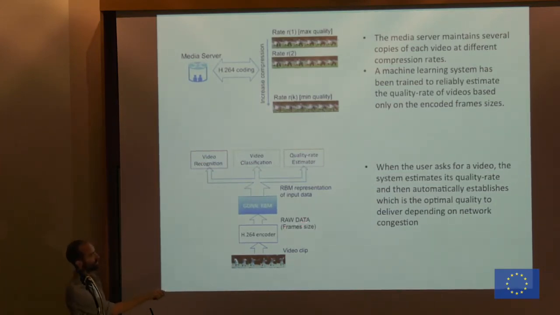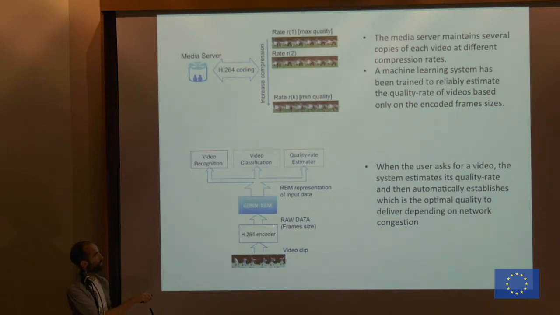But we are just looking at the frame sizes, and based on the frame sizes, we are trying to estimate if the video, for example, is dynamic and requires a lot of data to be sent, or maybe the video is static, so you can really send a few bits of information, or you can send a low quality compressed video, and so you save communication resources. And we were able to do some video classification and quality rate estimation tasks by really starting from frame sizes.